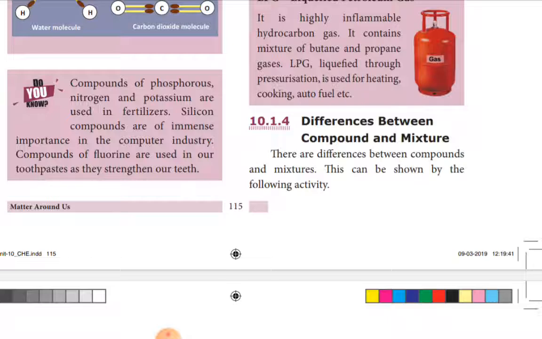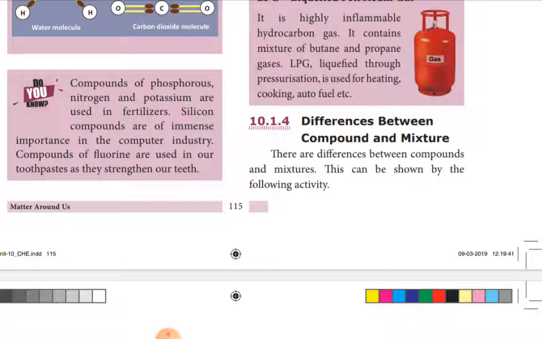Next, see the do you know part. Compounds of phosphorus, nitrogen, potassium are used as fertilizer, which we normally call complex. See, the farmers use a complex for the growth and yield of the plants. The complex constitutes phosphorus P, nitrogen N, potassium K.